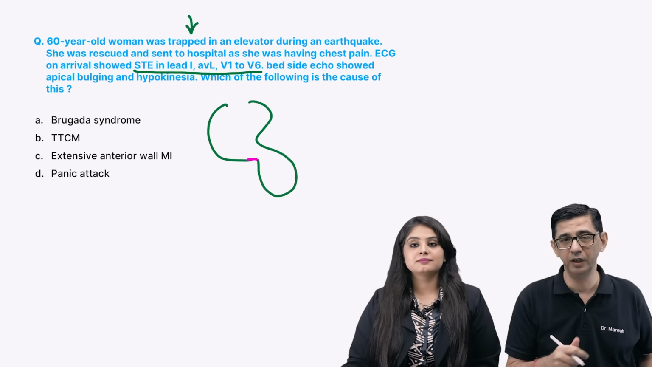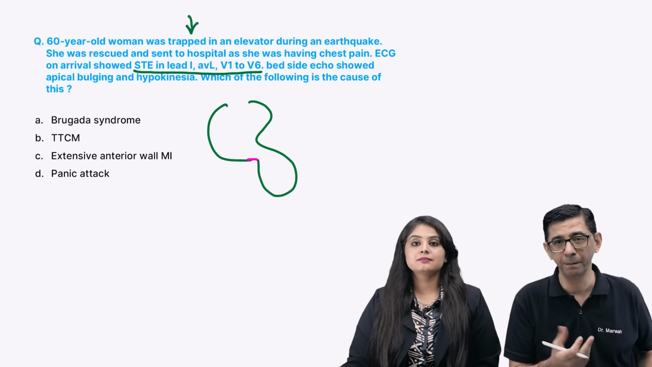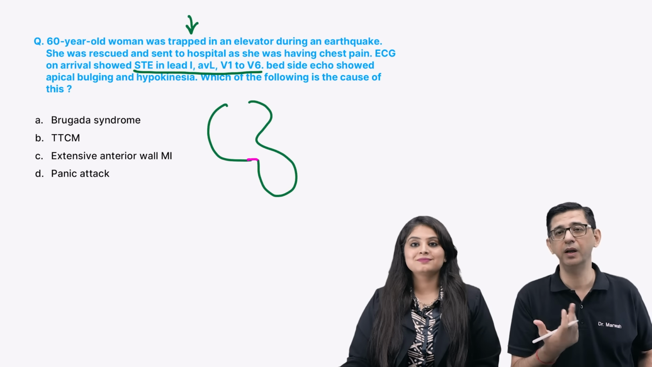In fact, an alternative term for this condition is Takotsubo. Now, what that basically means is, it's a Japanese term. And well, suddenly you'll say, how did Japan come into being?